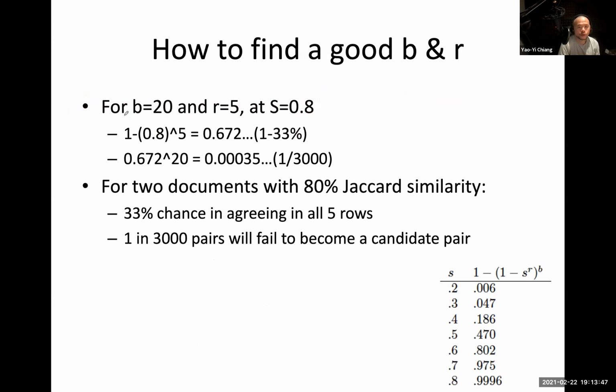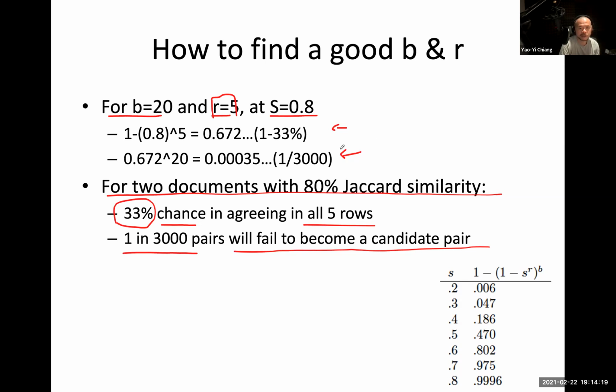Say for B equal to 20, R equal to 5, at S equal to 0.8. Do the math. And this means for two documents with 80% Jaccard similarity, there's a 33% chance they will agree in all 5 rows, right? R equal to 5. 1 in 3,000 pairs will fail to become a candidate pair. That's this probability of becoming a candidate pair.